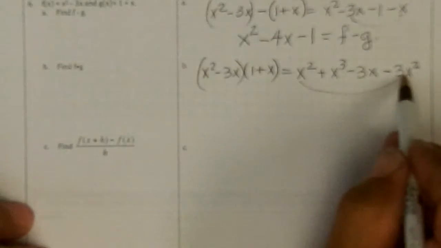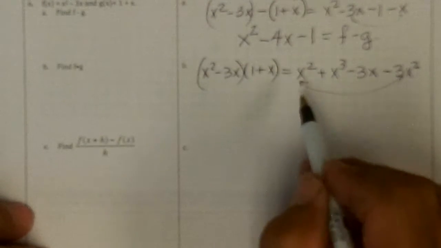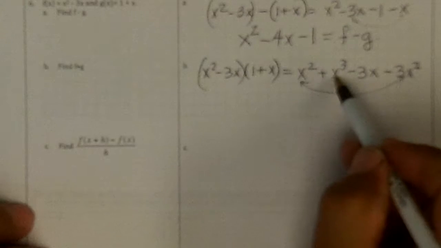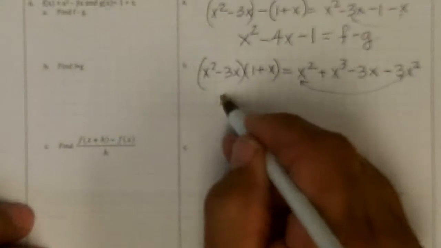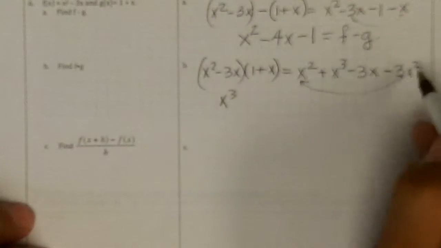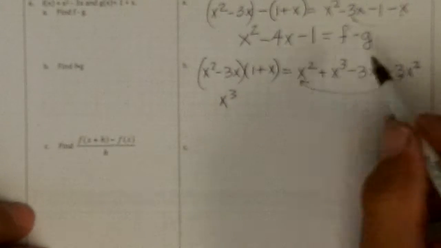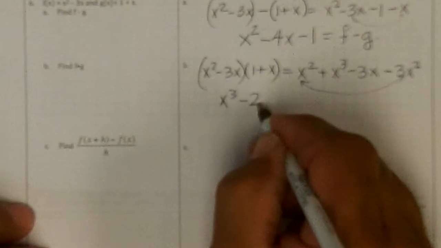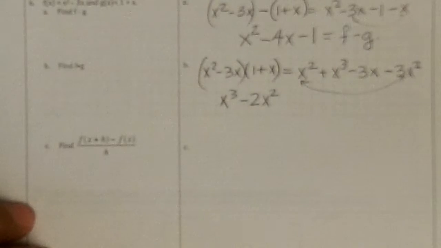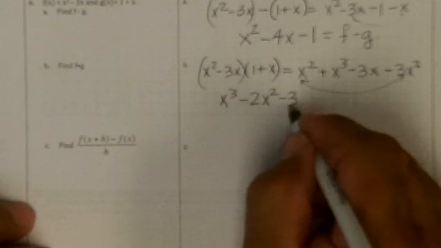I have x squareds in 2 places, so I can combine those terms, but I'll start with the highest exponent first, x to the third. Minus 3x squareds plus 1x squared is minus 2x squareds minus 3x.